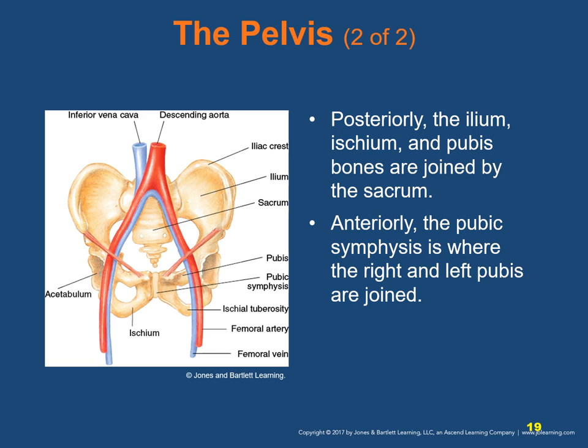Here's an illustration of the pelvis that I just discussed. Posteriorly, you have the ilium, ischium, and pubis bones, which are joined by the sacrum, and anteriorly, which is in the front, you have the pubic symphysis, which is where the right and left pubis bones are joined.